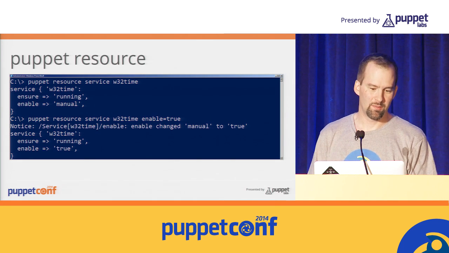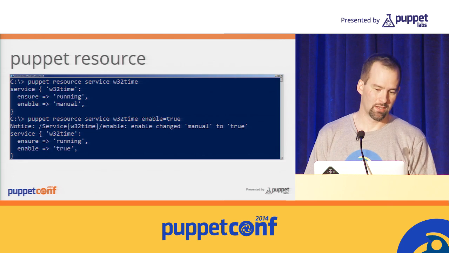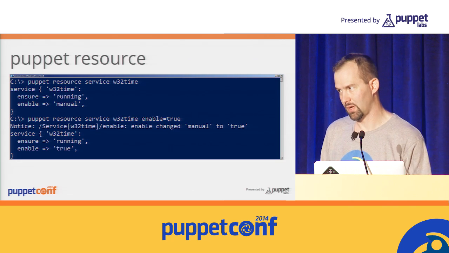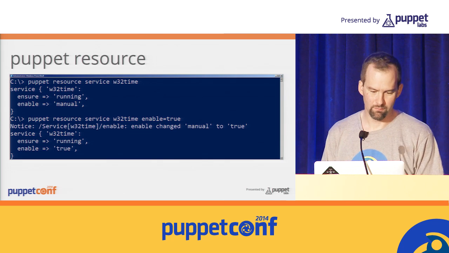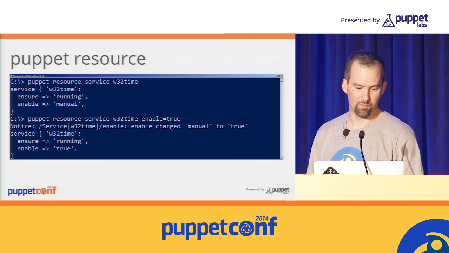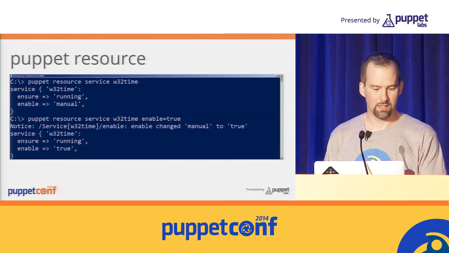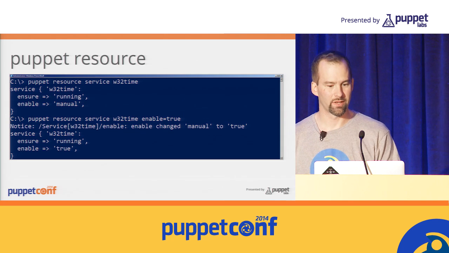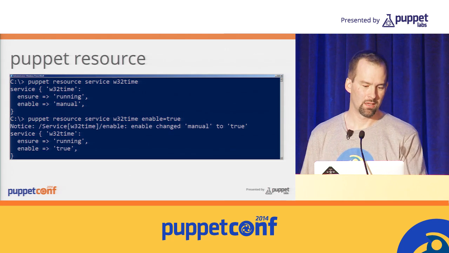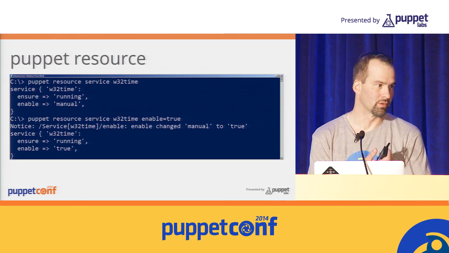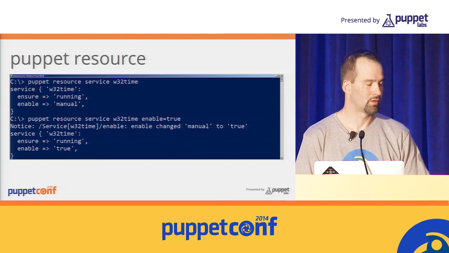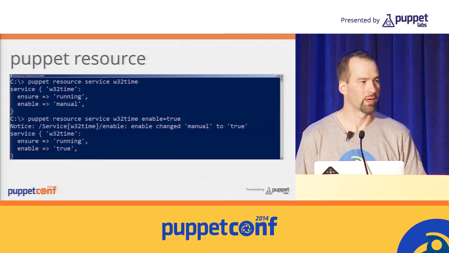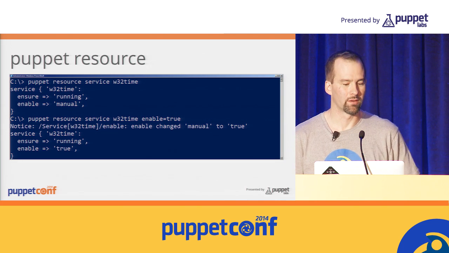Using that same application, I can then run it again and say enable equal true and change it to an automatic service. When I run that, Puppet shows me, hey, I changed that one particular property of that service, changed from manual to true, and it tells me what it then produced. This is really helpful for getting started with Puppet because you can learn a lot about Puppet's language this way. It's self-documenting in that regard.